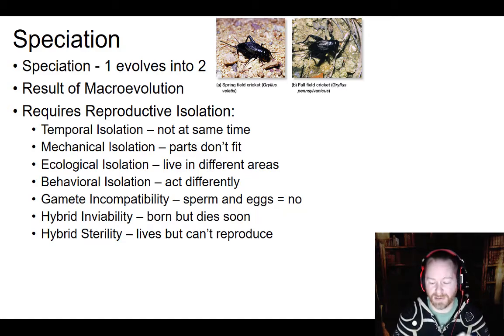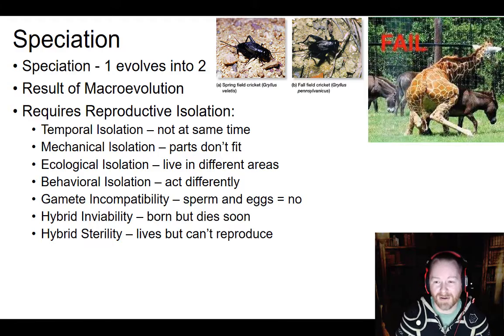There's a cricket called the spring field cricket, and then there's another one called the fall field cricket. They live in the same field. One of them comes out and mates during the spring, the other one mates during the fall. They're not mating at the same time, so there's no way for them to interbreed, and over time they've become two separate species. Mechanical isolation. Sometimes the bits and pieces just don't fit together, and it prevents two populations from mating with each other, and that will definitely help drive the process of speciation.